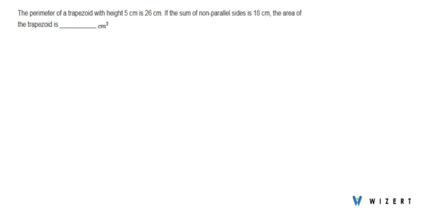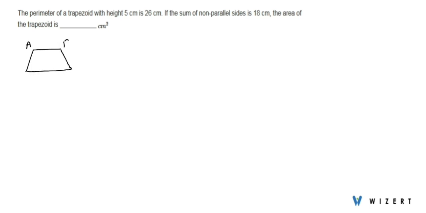The perimeter of a trapezoid with height 5 cm is 26 cm. If the sum of non-parallel sides is given as 18 cm, then the area of the trapezoid is what? So first of all, let us draw a trapezoid.